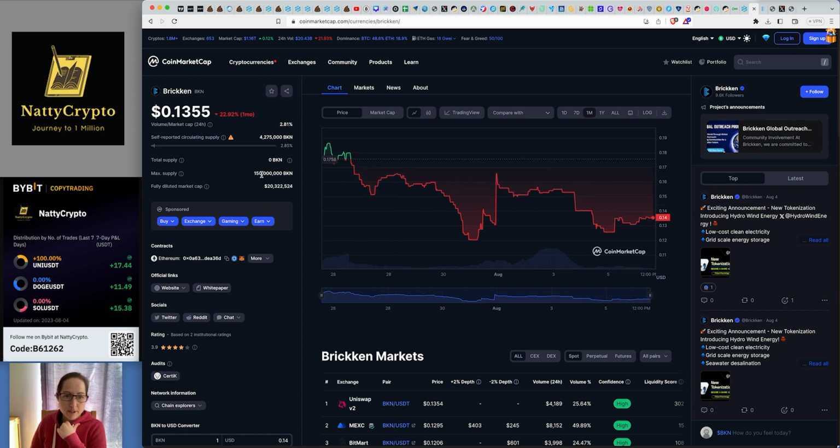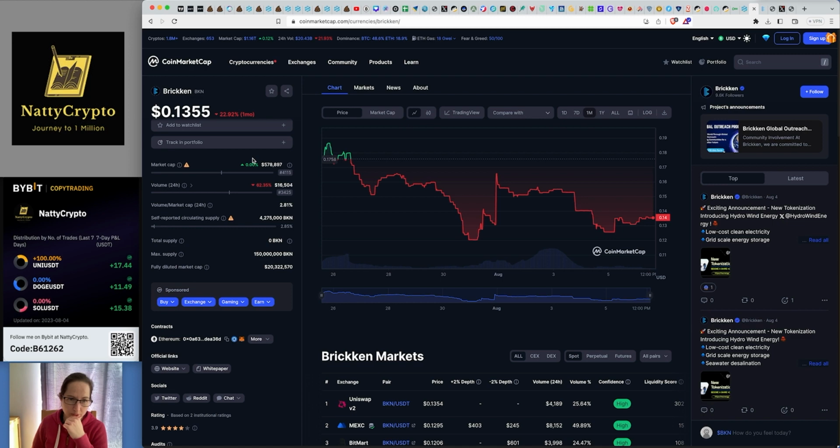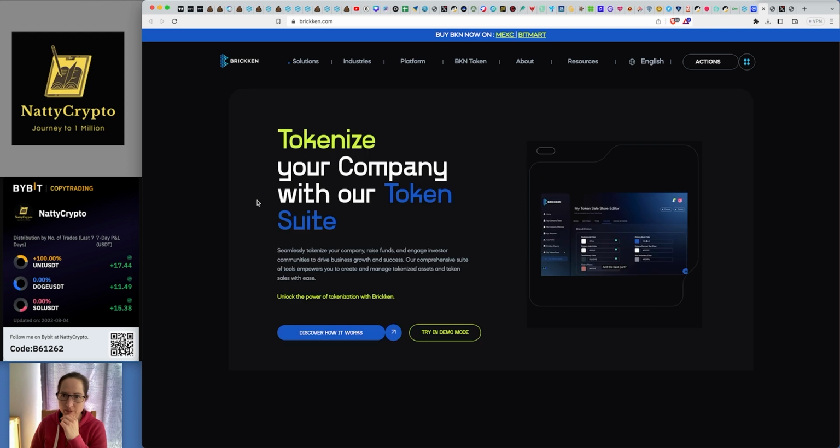At the moment, the max supply is 150 million. That's what you like, low supply, which means it's likely to do decent exits. Circulating supply is just over 4 million. Fully diluted market cap is $20 million. It's not actually showing what's circulating. Oh no, if I scroll up, maybe I'll see it. Circulating market cap is $578,000. Obviously, there'll be a schedule coming up, so keep an eye out for that if you want to invest in this or not.